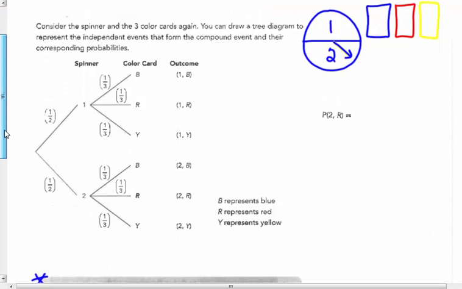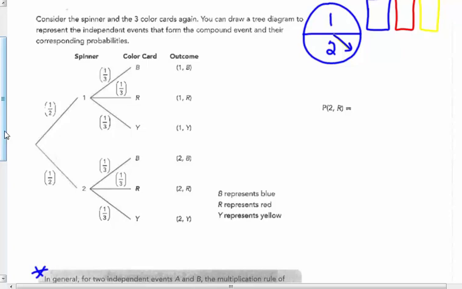So, spinning the spinner and getting a 1 or a 2 does not affect picking the color card. Just like if you were to flip a coin and then spin a spinner that has A, B, and C on it. Heads or tails does not affect what you can get on the A, B, or C.